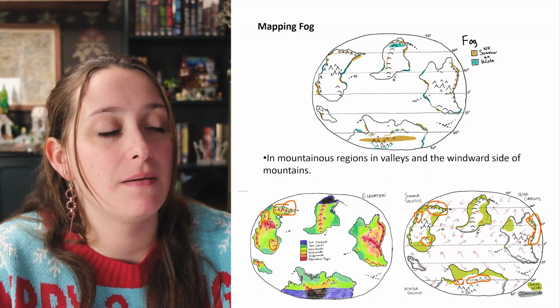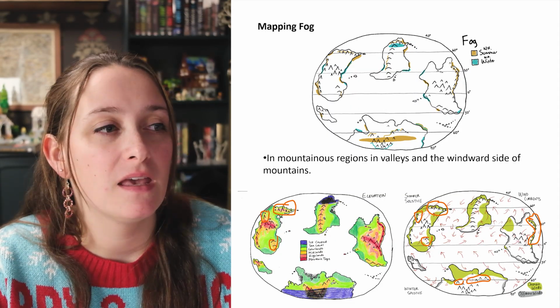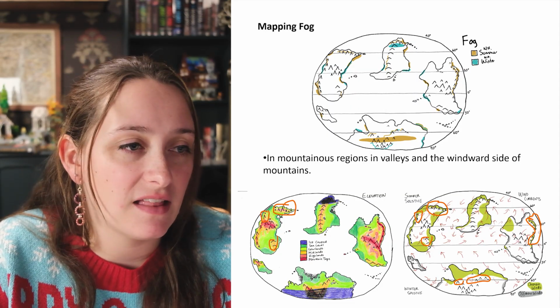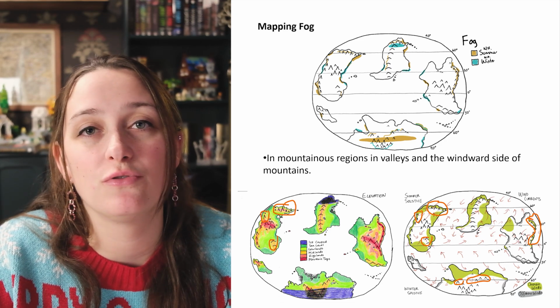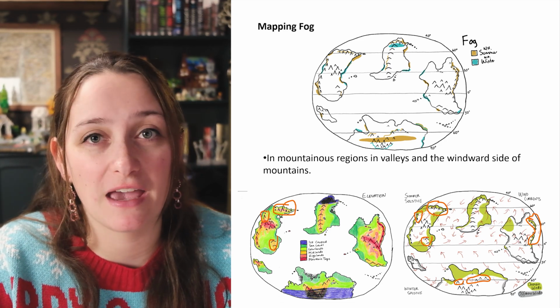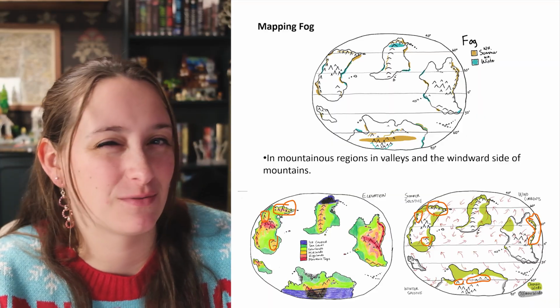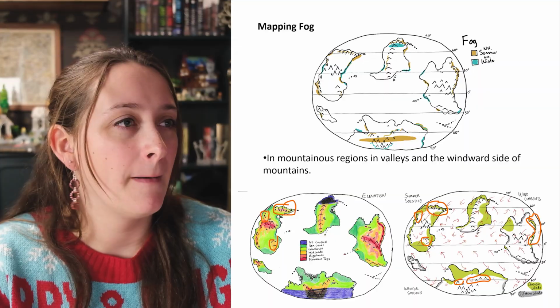Next is going to be in mountainous regions in the valleys and the windward side of mountains. So mainly you're going to see these in the valleys and the windward sides of the mountains, but that's too granular for this stage right now because this is going to be more of a smaller scale fog effect, but we can give this little wavy line to indicate that that's where these areas are going to be.